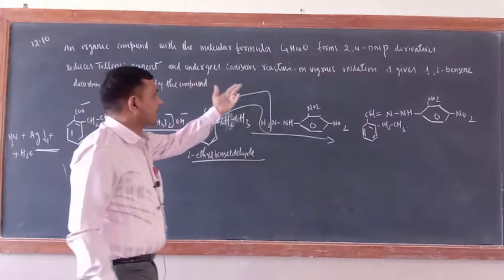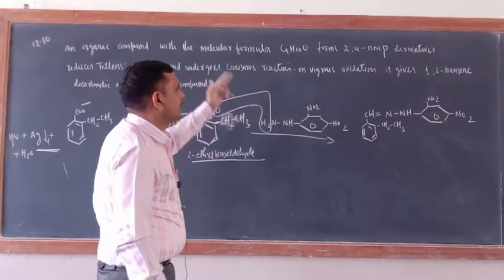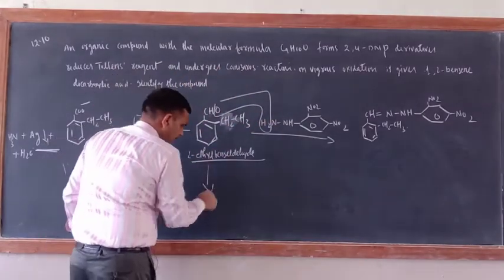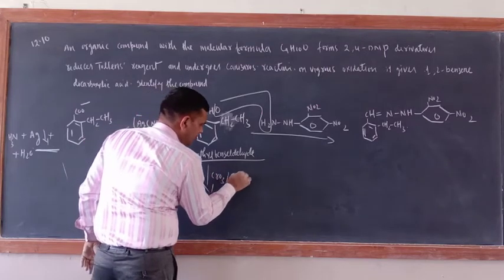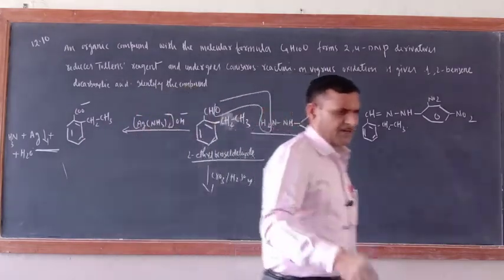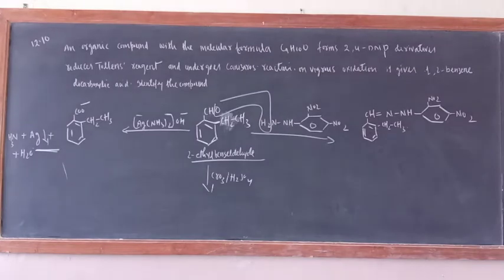Further it is telling that on vigorous oxidation it gives the dicarboxylic acid. So just see, for vigorous oxidation, you take CrO3/H2SO4. Otherwise you can take KMnO4/H2SO4. There is no issue with this one.